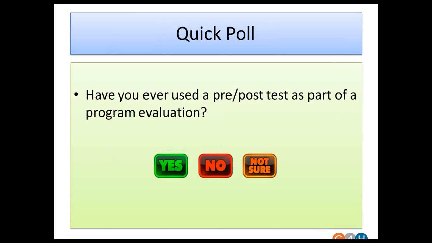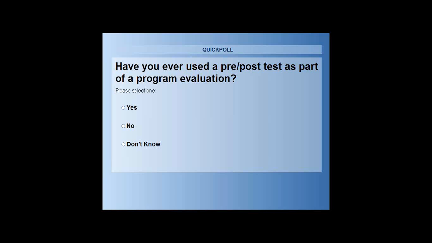So before we get started, I'd like to take a quick poll. Please let me know if your program has ever used a pre- and post test before. In just a few moments, you'll see a pop-up on your screen, so you can enter yes, no, or not sure into the quick poll. So you can go ahead and enter the quick poll now.